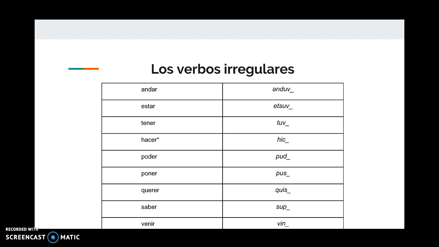Finally, we're moving on to los verbos irregulares. The most important thing you need to remember is that there are no accents over the endings of these verbs. And we're actually going to group these into a few different categories in hopes that it will be a little less cumbersome, a little less difficult for you to remember them.